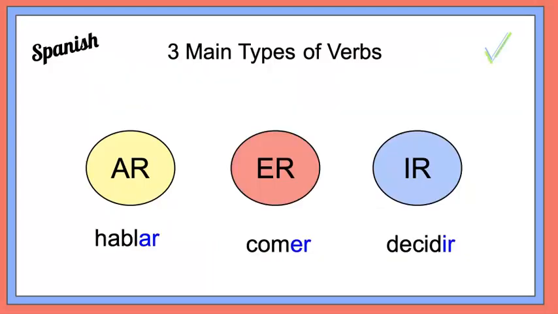So in Spanish, you have three main types of regular verbs. You have AR verbs, you have ER verbs, and IR verbs. So AR verbs are verbs that the infinitive ends in AR. ER verbs, the infinitive ends in ER. And IR verbs, the infinitive ends in IR. So for this tutorial, we're going to take a look at AR verb conjugations.